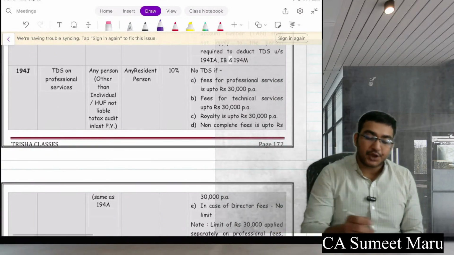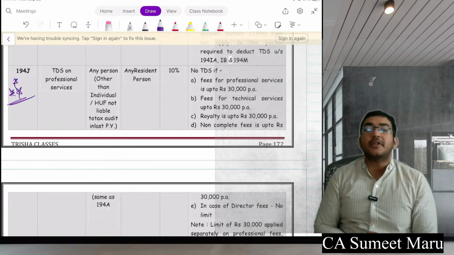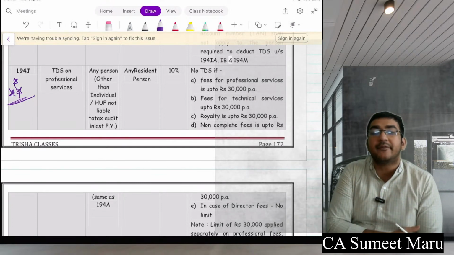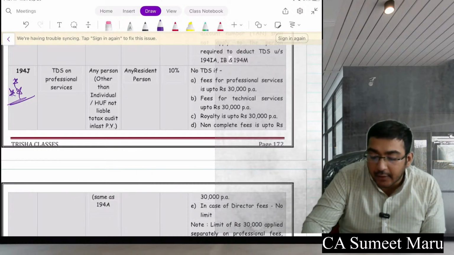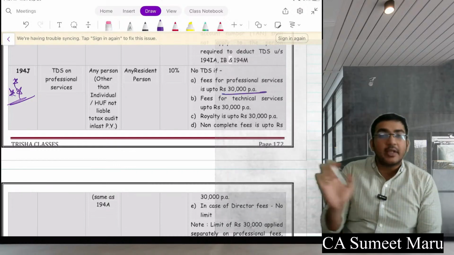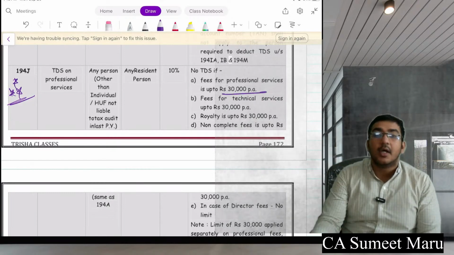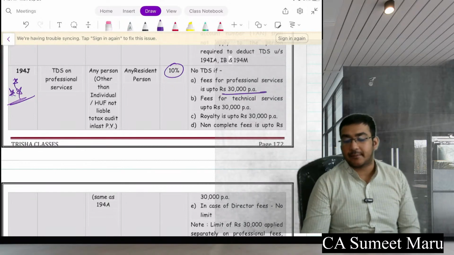Next, 194J, another very, very important section. TDS on professional service. Why very important? Because this is the TDS that is going to be deducted from your payments in future. So everyone who is going to pay you, if your bill amount is above 30,000, with no yearly limit, one bill and total limit as well, the same, 30,000, then 10% TDS will be done and then only he will give you the balance payment.